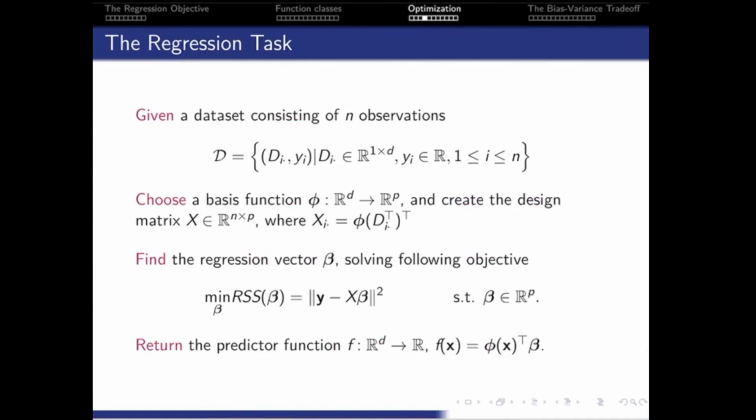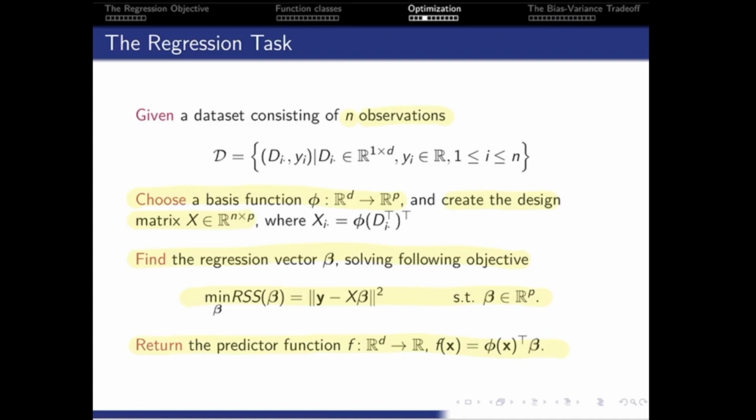Okay, now we can formulate the regression task a bit more concretely. So we have again given our data set, which consists of n observations, and then what we have to do is to choose a basis function phi and to create the design matrix. Then we have to find the regression vector beta, which solves the objective to minimize the residual sum of squares of beta. And our result of regression is then the predictor function f, which is defined as the inner product of our basis function phi and the regression parameter vector beta.